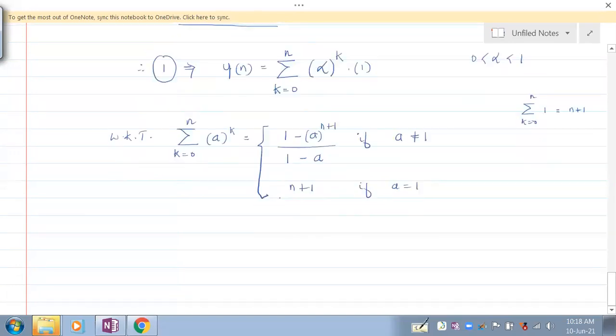Does everybody understand that? Therefore, I can write my y of n as 1 minus alpha to the power n plus 1, divided by 1 minus alpha, when n is greater than or equal to 0. So let's summarize it now.